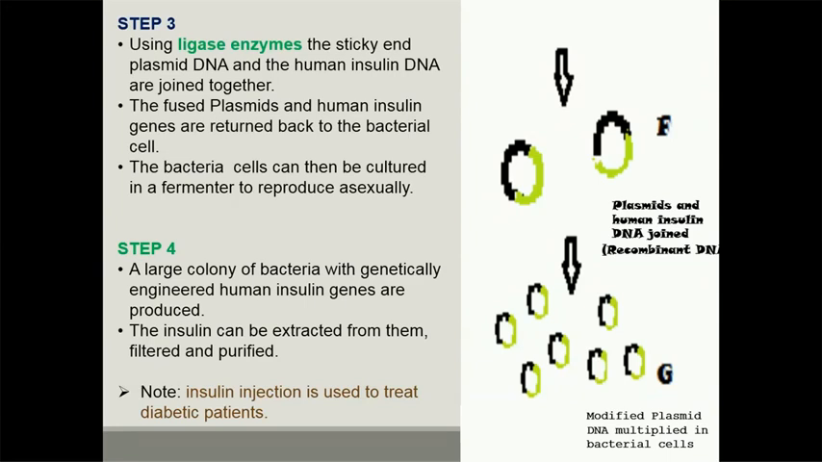So step 4, what will happen? A large colony of bacterial cells with genetically engineered human insulin genes are then produced. So this insulin can be extracted from these bacterial cells. They are then filtered and purified for use. Note that insulin injection is used to treat diabetic patients.